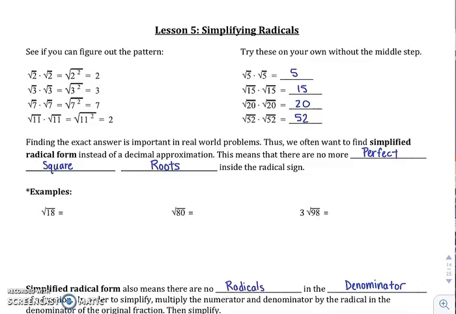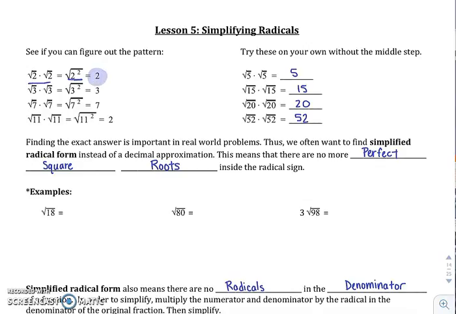So when dealing with simplifying radicals, which is just the mathematical term for a square root in this case, there is a pattern here that hopefully we can figure out when we look at a few of these examples. So if you take the square root of 2 times the square root of 2, anything times itself is just that value squared. So 2 times 2 would really be 2 squared. Well, 2 squared is 4, and the square root of 4 equals 2.